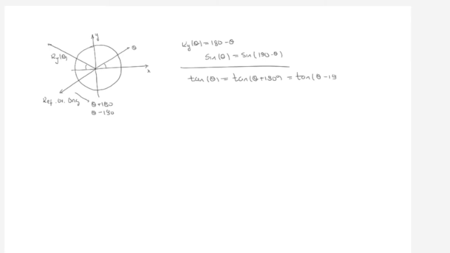The last reflection that we're going to consider is the reflection around the x-axis. This one is just given by negative theta. The property for this reflection is that cosine of theta is the same as cosine of the reflection around the x-axis of the angle. We can use these properties to solve equations.